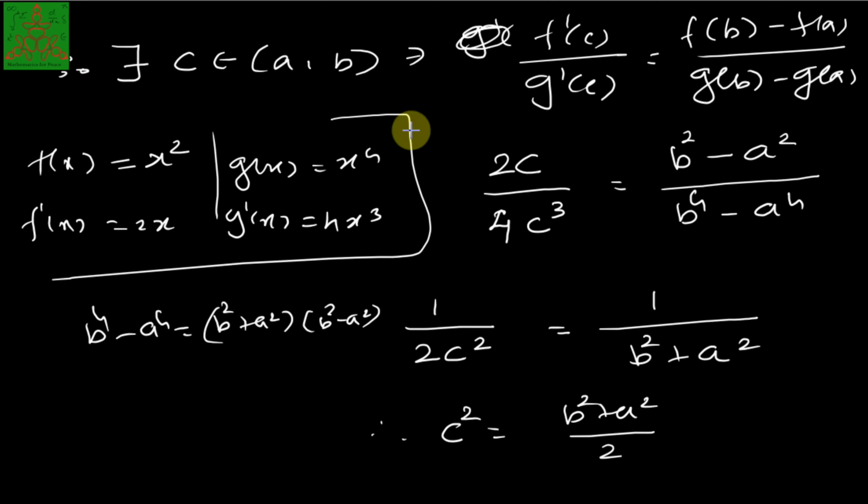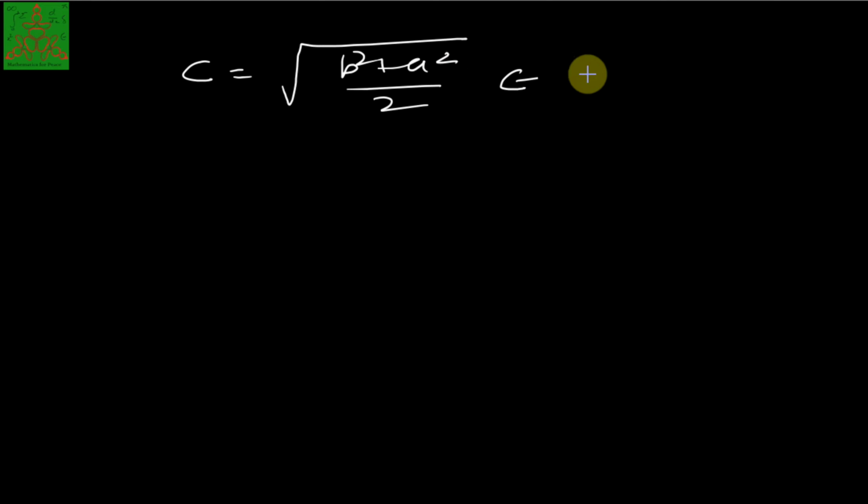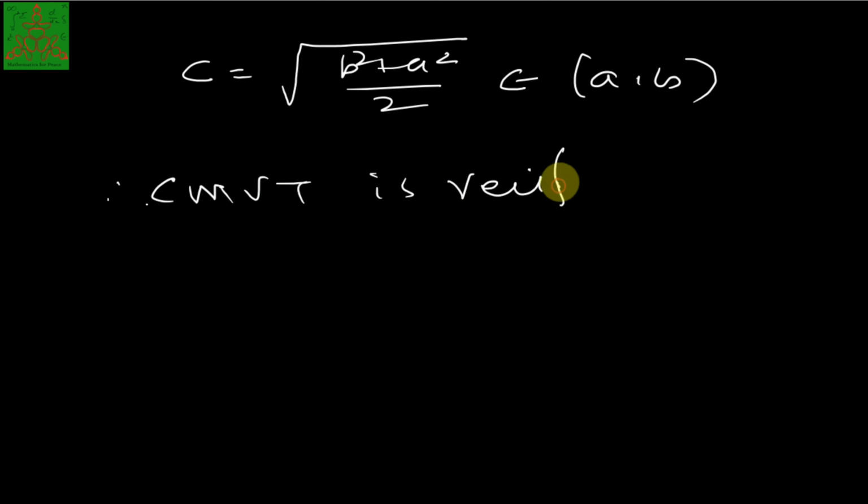So therefore we have c equal to square root of b square plus a square upon 2. This quantity lies in the interval a b. So hence we say that CMVT is verified. Let's have the next example.